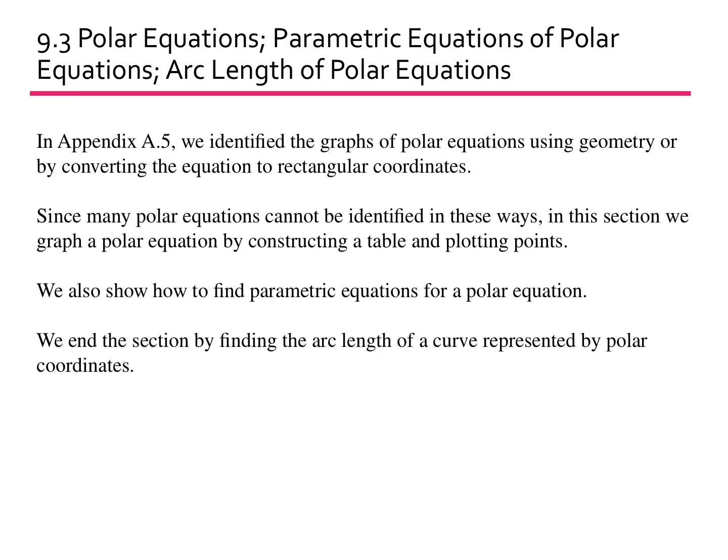All right, in the back of the book, they're saying we can identify graphs using geometry by converting the equation to rectangular. So yes, we can switch from polar to rectangular. Since many polar equations cannot be identified this way, we're going to graph in polar by constructing a table and plotting points. You can see the patterns. We can also show how to find parametric equations from polar, so you can go back and forth. There's two different forms for the same thing, so that shouldn't be surprising.